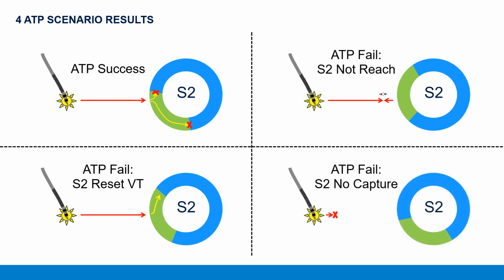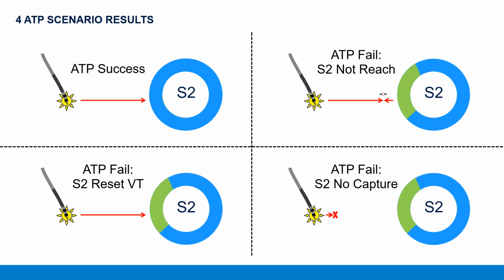And then the last scenario is if the S2 comes too early so that it doesn't capture myocardial tissue because it's refractory. So in these 4 possible outcomes of an S1, S2 delivery scheme, only the top left results in success and the ATP algorithm no longer has to deliver any pacing. But in the other 3 scenarios, the VT is ongoing, and the algorithm then has to decide what it needs to do in order to be successful.